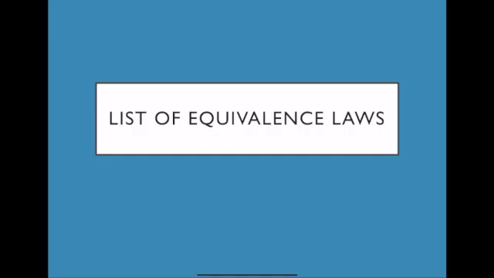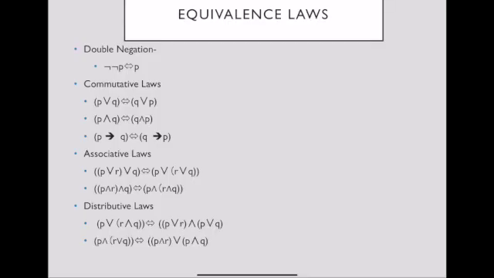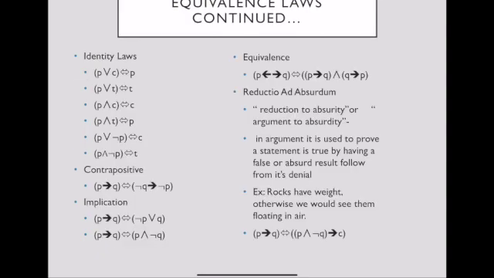Here's a list of some equivalence laws other than modus ponens. You can prove any of these with truth tables. We've got double negation, which we showed, commutative laws, associative, distributive. These are some identity laws, where C and T stand for tautology and contradiction, contrapositive, and equivalence. So here are these for you guys to enjoy.